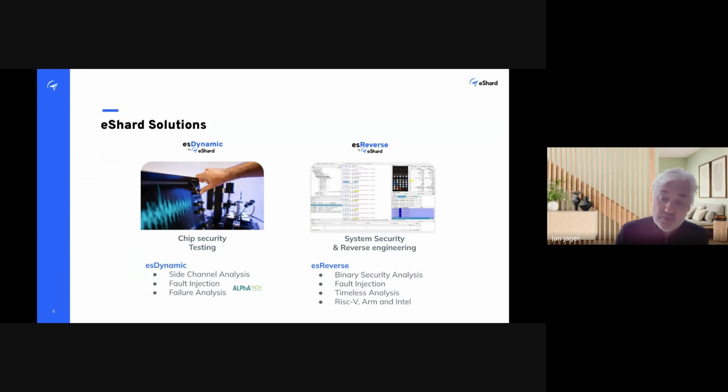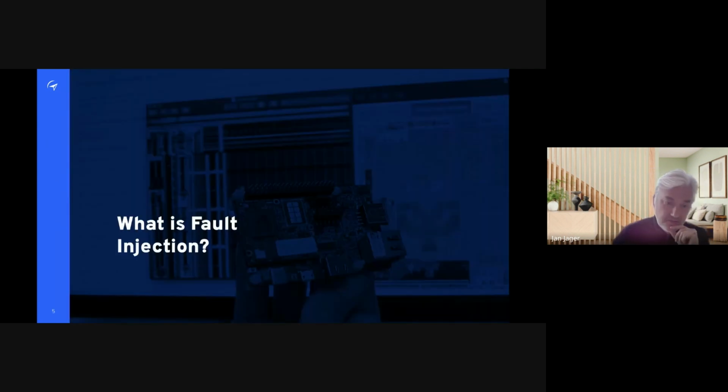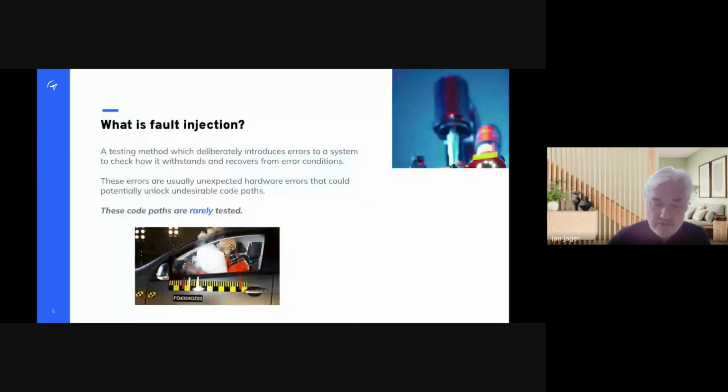Looking at EOS Reverse, we basically are talking today about our fault injection capabilities, but we also have other reverse engineering techniques in the platform, and we also support all kinds of architectures like RISC-V, ARM, or Intel. So the first question, what is fault injection? I noticed that some viewers do not have the semiconductor background or maybe even electronics background. So I want to dive in a little bit on the fault injection and what the effects are on firmware.